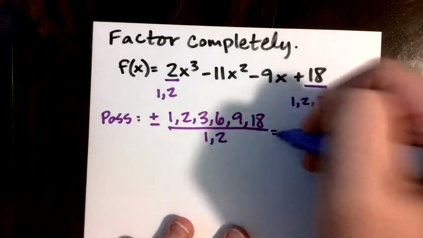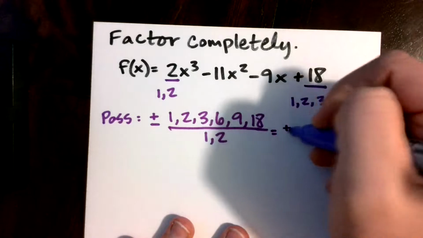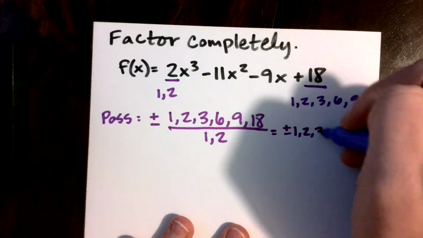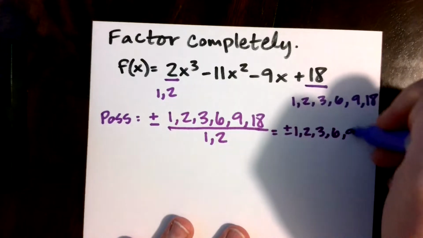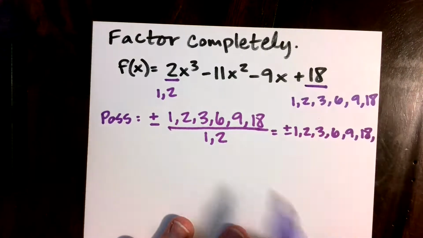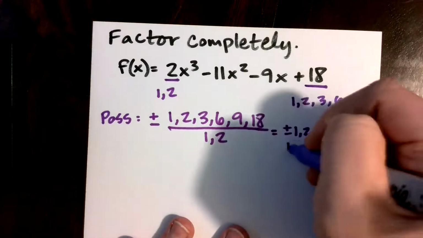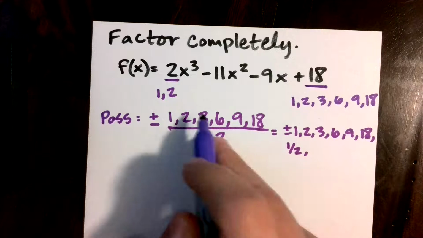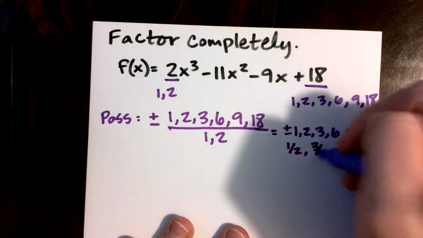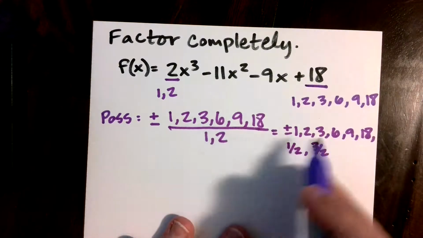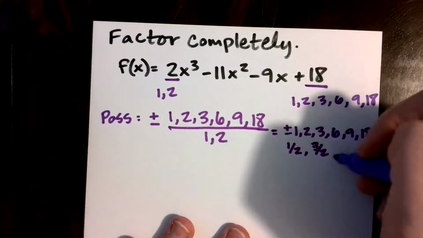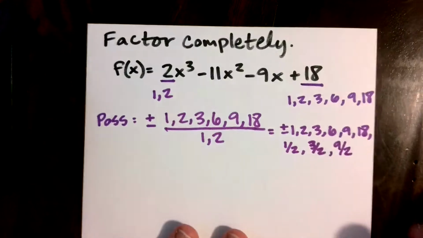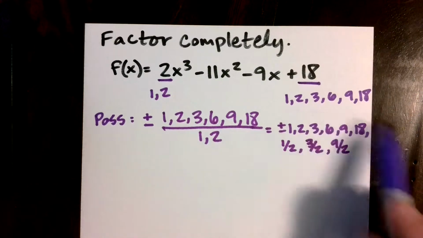So writing them all out individually, we would have plus or minus all of these again, so 1, 2, 3, 6, 9, 18, but then we also have them all over 2. So you've got 1/2; 2 over 2 is already there, it's 1, so I don't need to rewrite it. I've got 3 over 2; 6 over 2 is 3, it's already there; 9 over 2; and then 18 over 2 is 9, so it's already there. So here are all of my possible rational zeros.